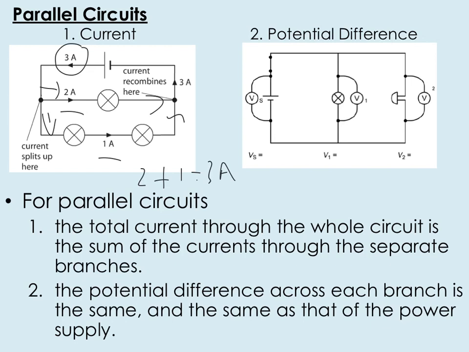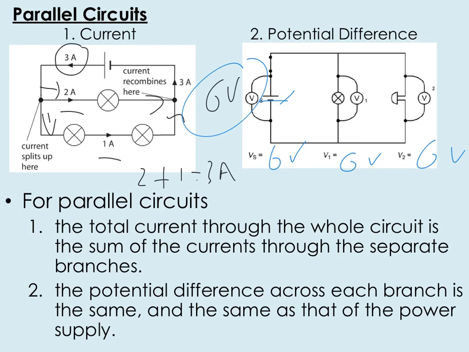Whereas the potential difference across each branch is the same as that of the power supply. So if we start off here with 6 volts going in, we'd have 6 volts here and 6 volts there, because it's always the same across a branch. Now if I was to add another component into one of these branches, then that one branch would behave like a series circuit, so the potential difference would then be shared across the components in that branch.